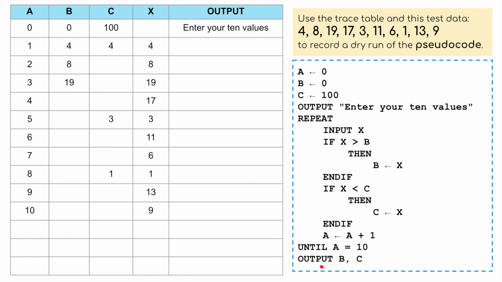A equals 10. So what we're going to do, we're going to output B and C. So it should output the values B, which is 19, and C, which is 1. And there we go. So it's outputted those values. So we've gone all the way around the test data and it's worked and it's given us those values. That's it. So each one of these is basically a loop around the code.